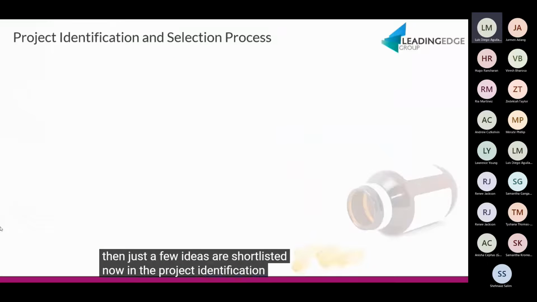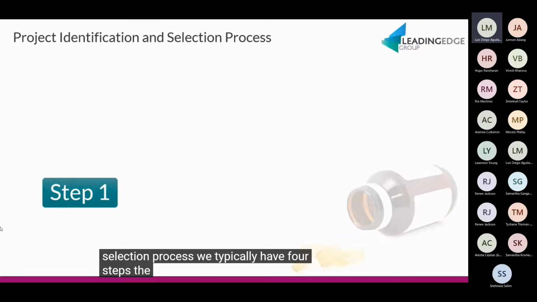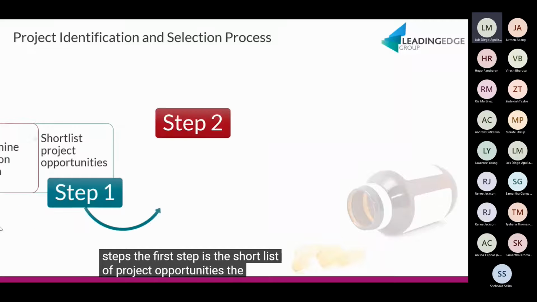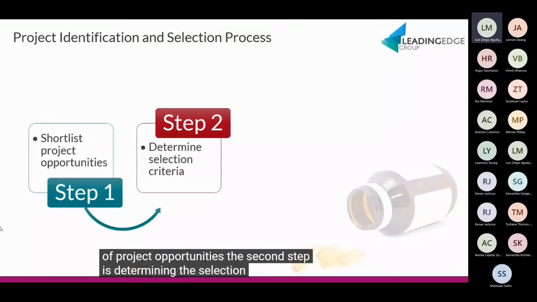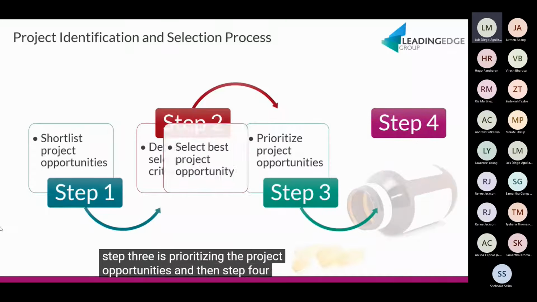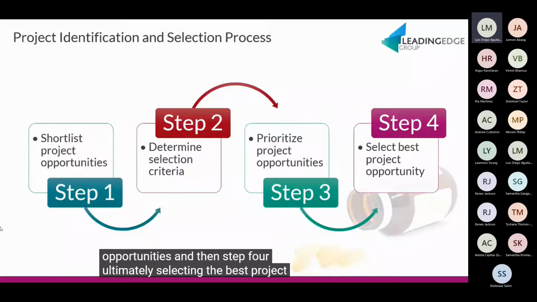Now, in the project identification and selection process, we typically have 4 steps. The first step is the short list of project opportunities. The second step is determining the selection criteria. Step 3 is prioritizing the project opportunities. And then step 4, ultimately selecting the best project opportunity. Now, in wanting to select the best project opportunity, there are other dimensions to consider.